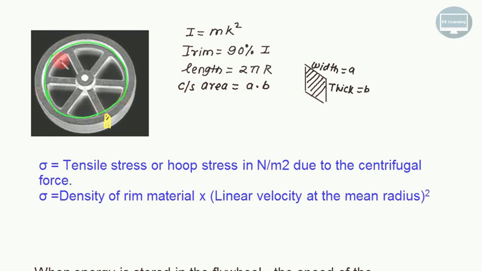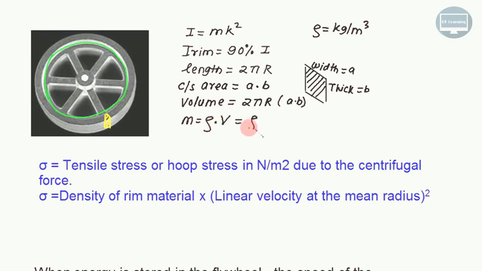And for the given figure, this area is constant. So if we multiply this area with the length, can we find out the volume? So volume will be equal to 2 pi r multiplied by AB. And if we know rho, the density of the material it was cast in, in kg per meter cube, can we find out the mass of this? So mass will be density multiplied by volume. So this equals rho multiplied by 2 pi r multiplied by AB in kg.